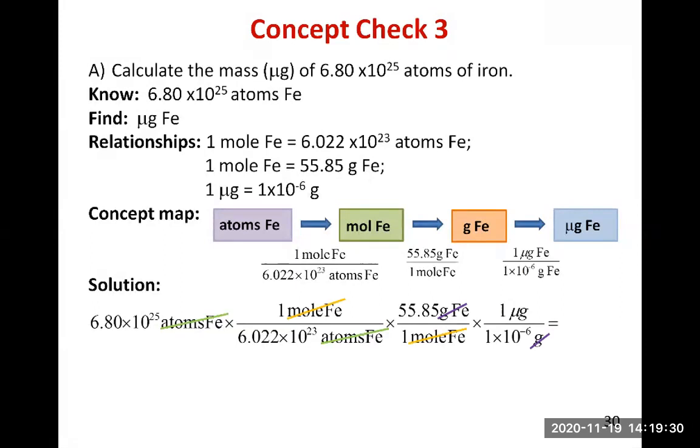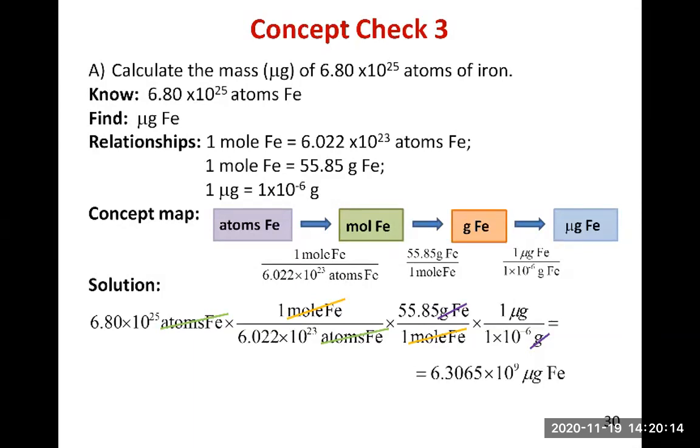In the calculator, you do 6.80 times 10⁻⁵, multiply by 55.85, and then divided by 6.022 times 10⁻⁵, and divided again, because that's in the denominator, by 1 10⁻⁶. Be careful, it's 1 10⁻⁶. It's not 10 times 10⁻⁶. The calculator answer is 6.3065, etc., 10⁹ microgram of iron.